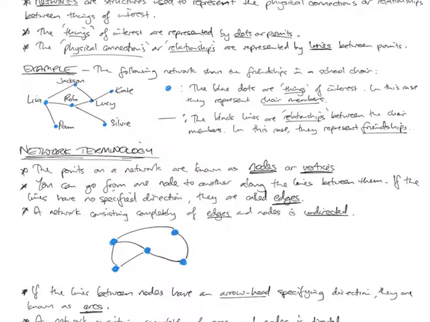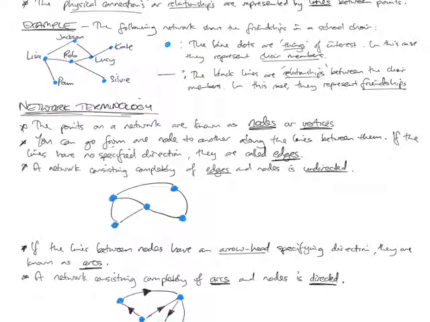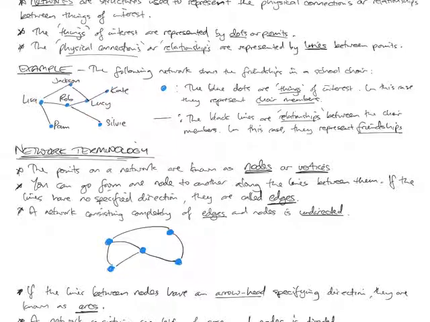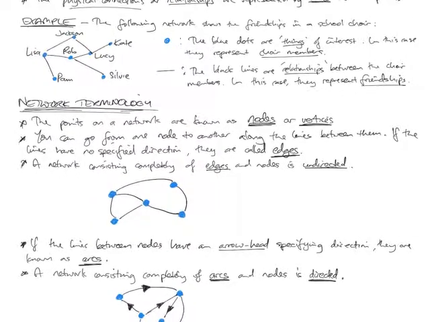So for example, the following network shows the friendships in a school choir. So this is a representation of relationships, not physical connections like networks can be about, physical connections, actual things that are existing. This one is just about relationships, okay?